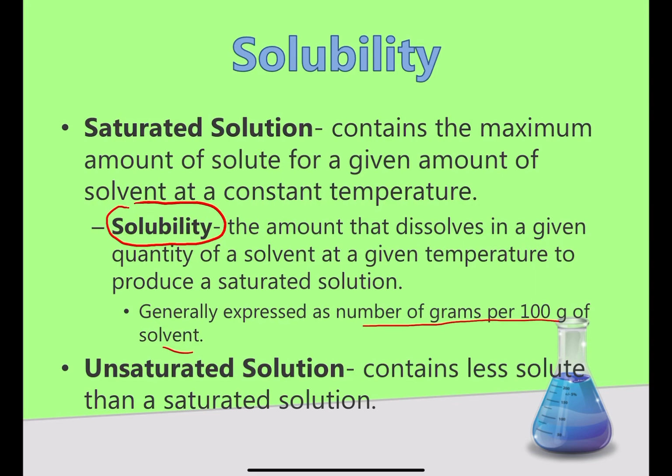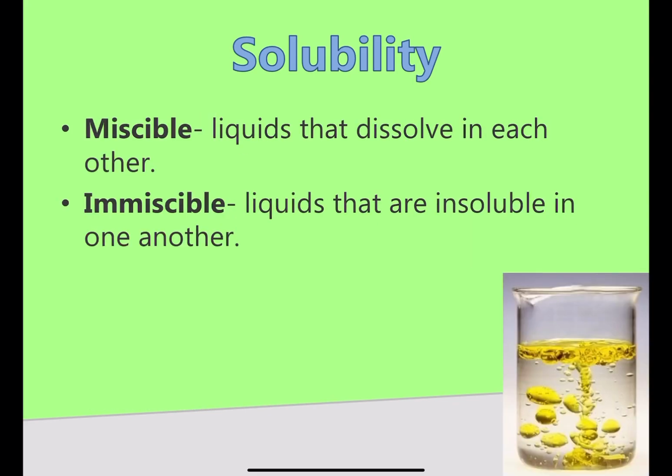Okay, so anything that is not saturated, that doesn't have the maximum that it will hold, is considered to be unsaturated. So if 36.2 grams is saturated, if you have 36.1 grams, that's considered unsaturated. Or if you have 4 grams, it's considered unsaturated. But anything less than saturation is considered to be unsaturated. Now liquids that will dissolve in each other are considered to be miscible. Liquids that do not dissolve in one another or that are insoluble, such as oil and water, are considered to be immiscible.